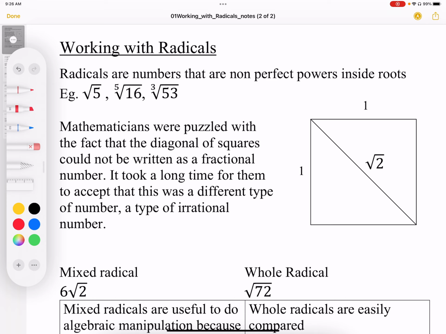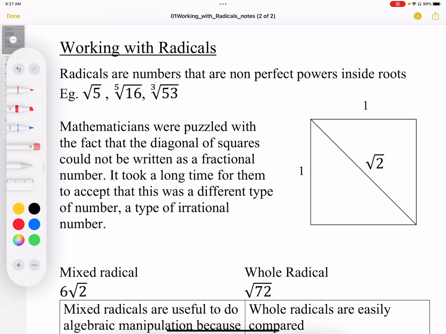When we take a look at the square root of 16, or sorry, the fifth root of 16, although 16 is a perfect square, the index here is 5, so we need to look at the inside number. Since it's not a perfect power of 5, this can't be undone, and we can't get a whole number out of this, so this is considered a radical expression. So the cube root of 53 is a radical expression for the same reason.